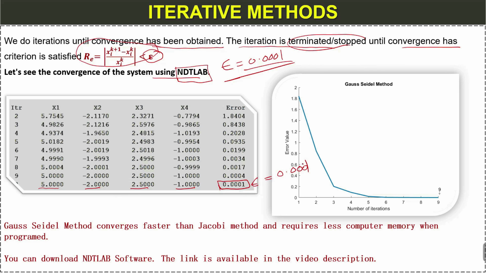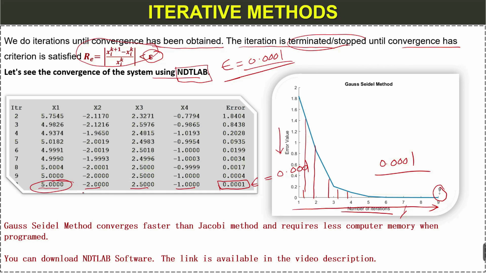We can also see the graph of the error. On the x-axis is the number of iterations and on the y-axis the error in the solution. As the number of iterations increases, the system is converging toward the exact solution. After 9 iterations, the error in the solution becomes 0.001. So the exact solution is x1 equal to 5, x2 equal to minus 2, x3 equal to 2.5, and x4 equal to minus 1.